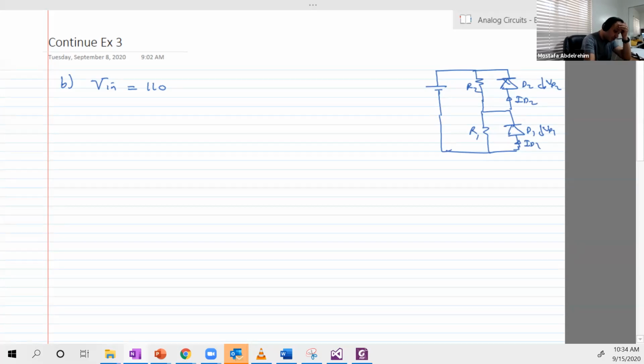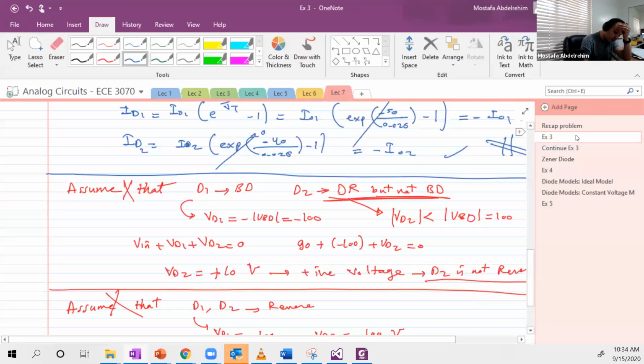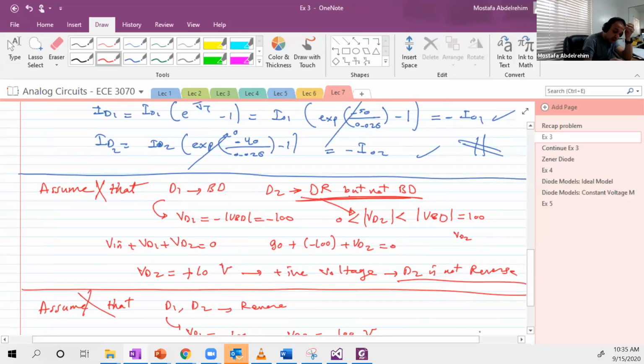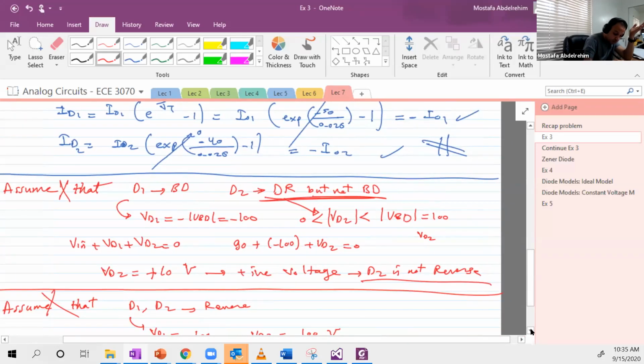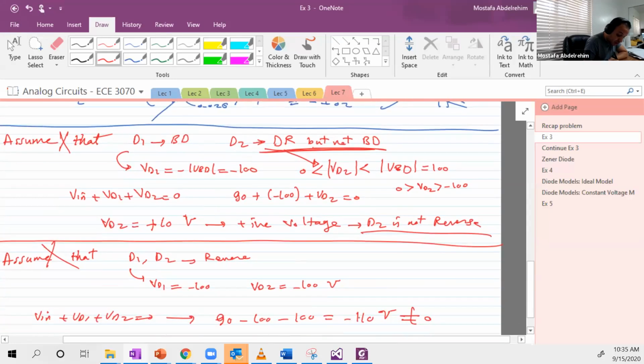Good. Just one quick note here. So this guy here, let's write it in red, should be less than V breakdown and, as a magnitude, larger than 0. Or VD2, just to make you more sure, as a value, not absolute value, should be greater than minus 100 and less than 0, because it's reverse. So we found it equal to positive 10, and positive 10 is not in that range, so it's incorrect again.